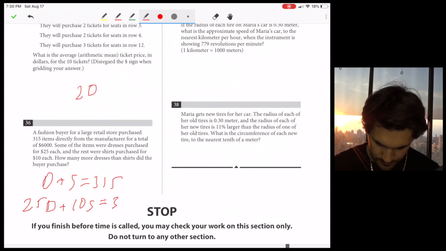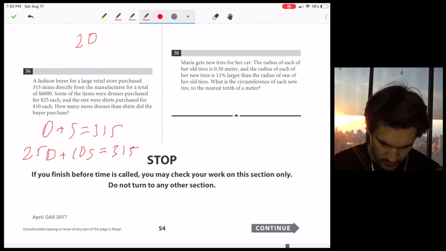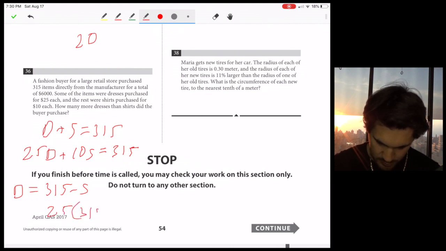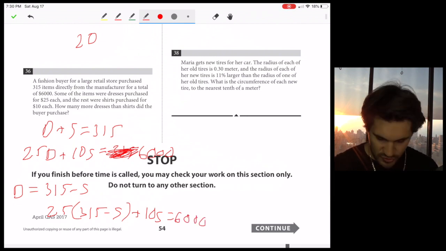6,000. Okay, so if we do this out, let's solve the first equation for D. So D equals 315 minus S. Plug that into the second equation. 25 times 315 minus S plus 10S equals, this should be equals 6,000, not 315. Equals 6,000. Distribute everything out and solve for S.